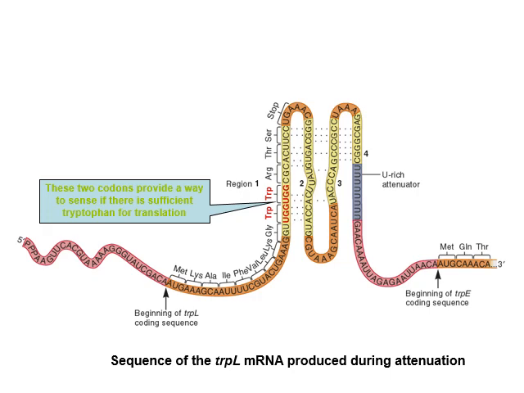But before we do that, as a reminder, because we have these two trp codons, they are going to effectively function as a mechanism by which the cell can sense the concentration of tryptophan within the cell.